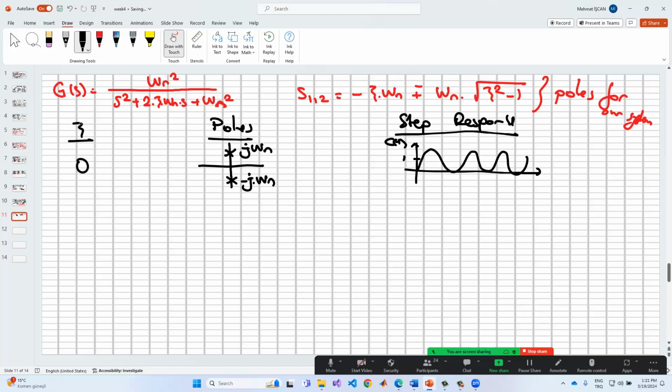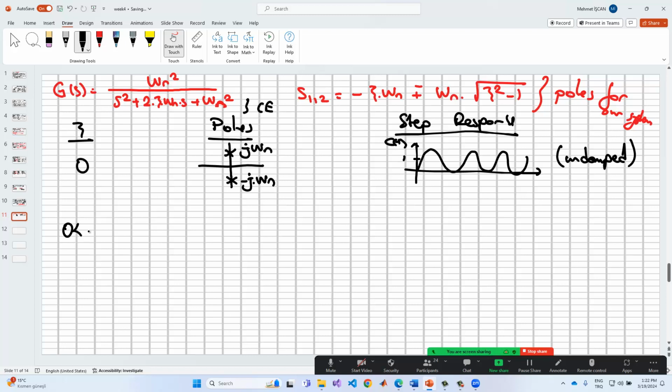The selection of zeta equal to what? Zero. Okay, and so what is this? This is the undamped response of our system, because zeta is equal to zero, and then the second term is removed, and then we have only the imaginary poles at the characteristic equation, which is the denominator of this G(s).